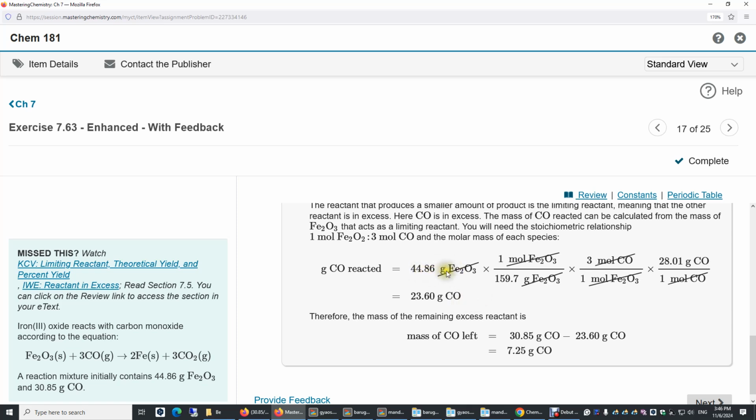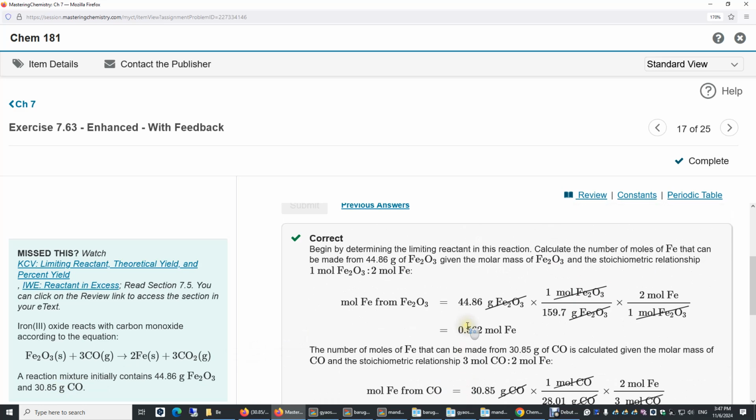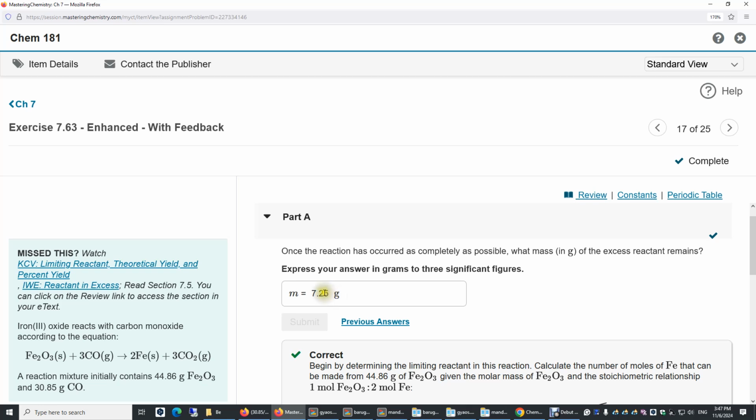So they use the number of grams of iron(III) oxide divided by the molar mass of iron oxide, and they get the number of moles. And then they have the 1 to 3 ratio. They get the number of moles of CO multiplied by the molar mass of CO. They get the grams of CO that's consumed in the reaction. And 30.85 is provided, more than 23.60. They take the difference, they get 7.25. So the same answer as I got here.